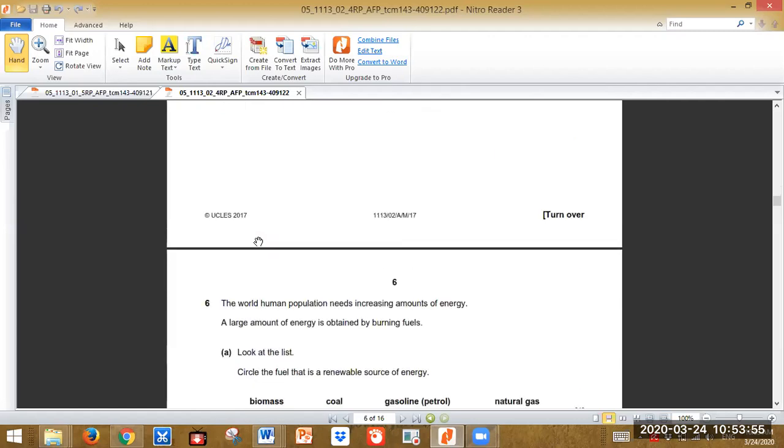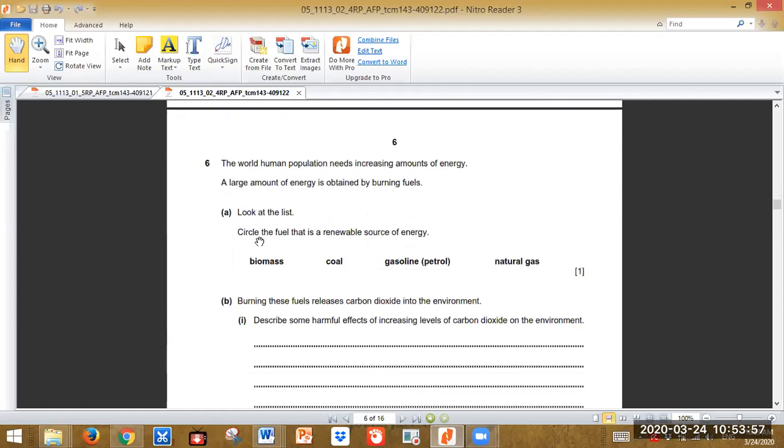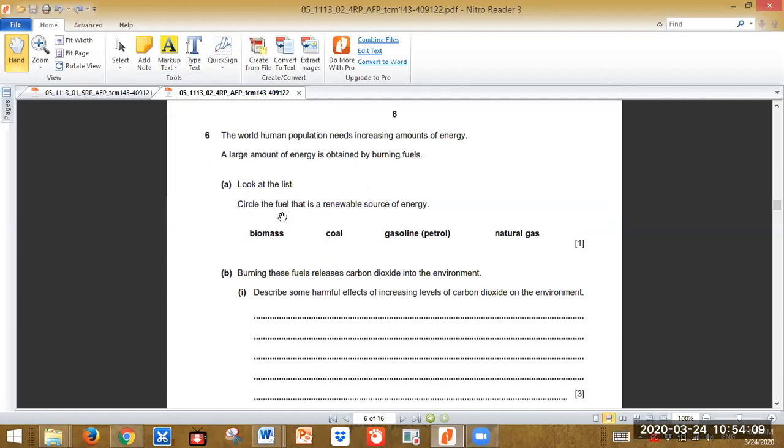Let's go to question number 6. The world human population needs an increasing amount of energy. A large amount of energy is obtained by burning fuels. A. Look at the list. Circle the fuel that is a renewable source of energy. It will be biomass. Okay.